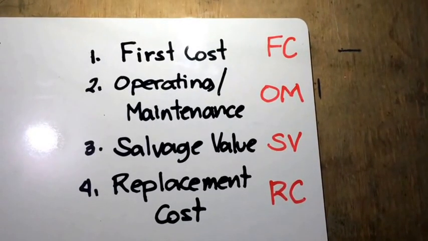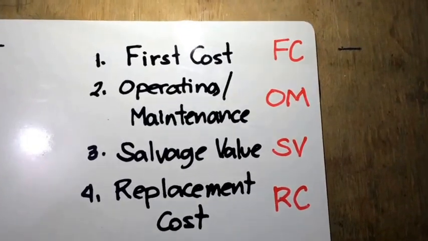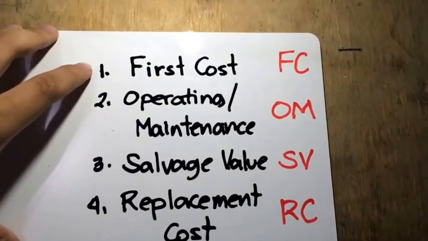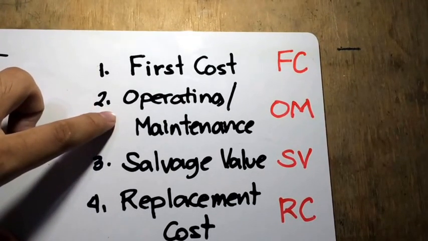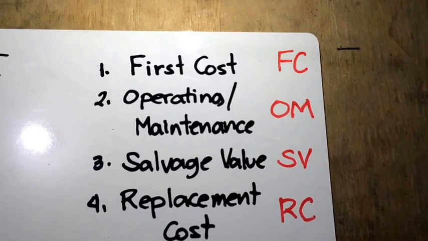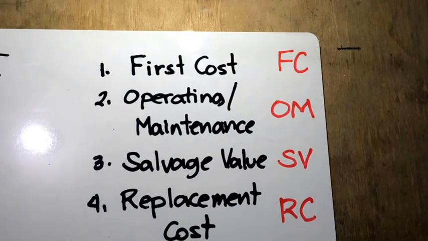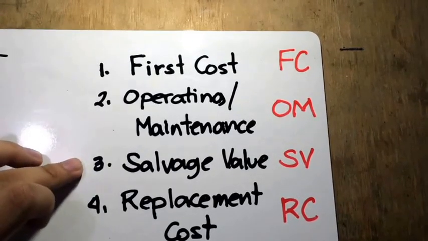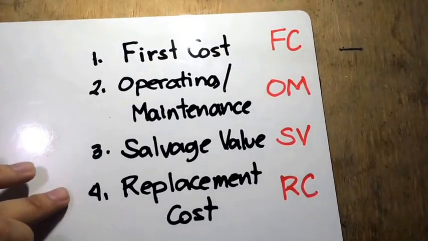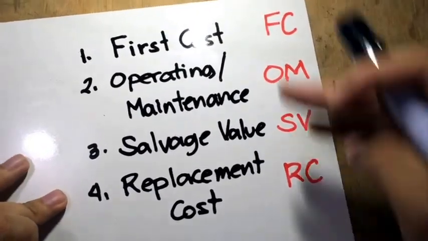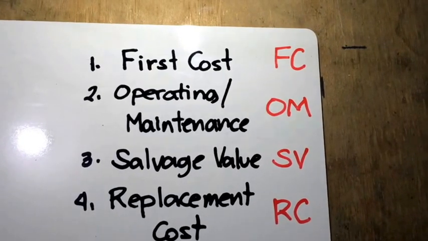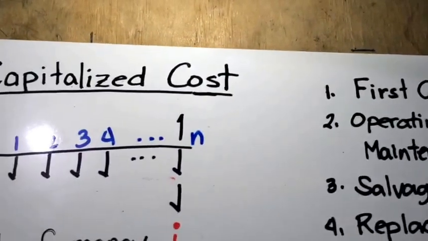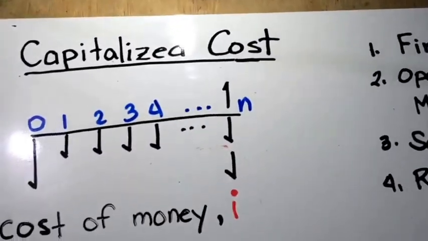Imagine we are dealing with machines. Now, this machine, when we buy it initially, we have what we call our first cost, and we operate it and maintain it, so we have an operating and maintenance cost. And during its lifespan, we will replace it. It can have a salvage value. Sometimes it doesn't. And of course, we have a replacement cost. These factors are what we need in order to discuss our next lesson. We call that the capitalized cost.